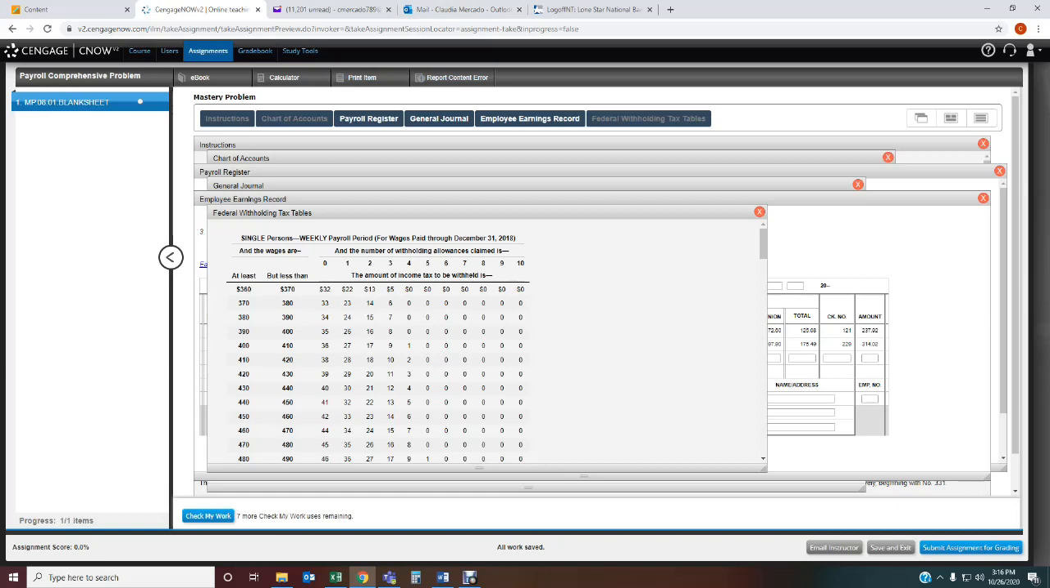Okay, this is also a good opportunity to have hands-on experience in calculating payroll. In case you're ever working in the workforce, you already know the process, what needs to get done, and how to transfer the information from your payroll register over to your journal entries.